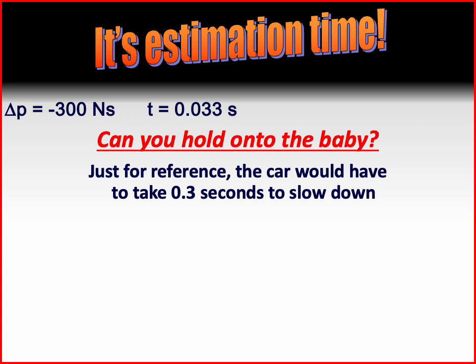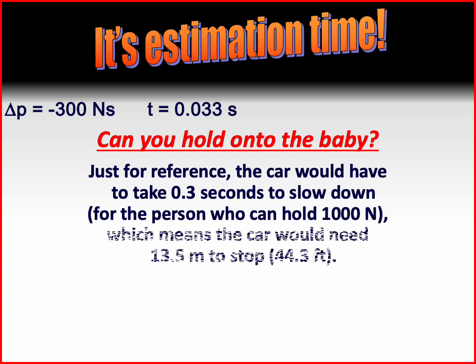So if you are curious, we've established that you can exert a 1,000 Newton force. That's that 225 pound force. The car would have to take 3/10 of a second, not 33 thousandths of a second. It would have to take 3/10 of a second to slow down, which means that you would have to come to a stop in 13.5 meters after traveling at 30 meters per second, which is 67 miles an hour.